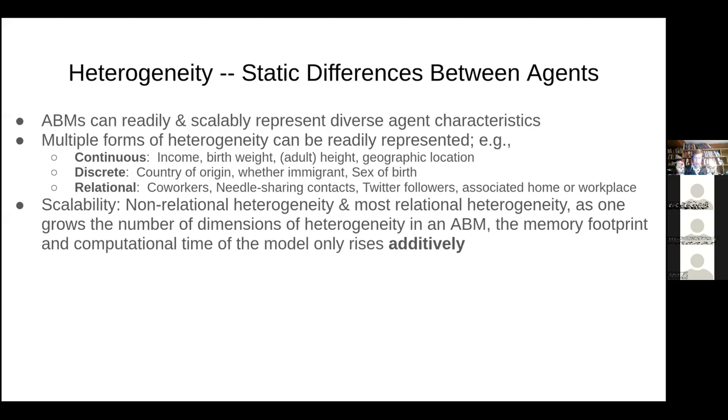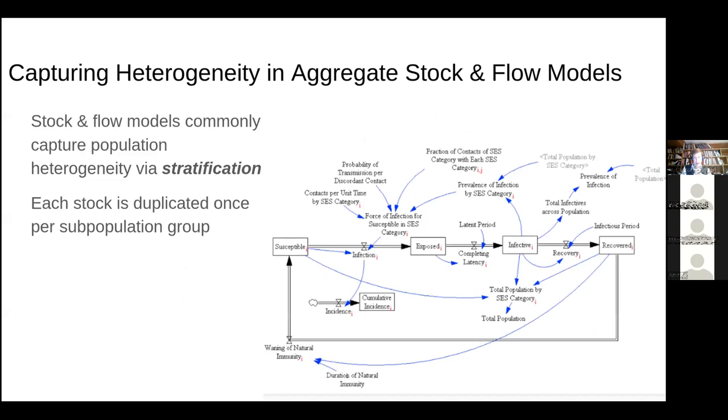These may not seem grand in their implications, but reflect on the fact that within an aggregate model, capturing something like continuous heterogeneity, continuous age, is just not possible. We have to declare, and it's typically one uniform set of age categories across the entire model. That's the set of age categories to rule them all. That's the level of granularity we have on age.